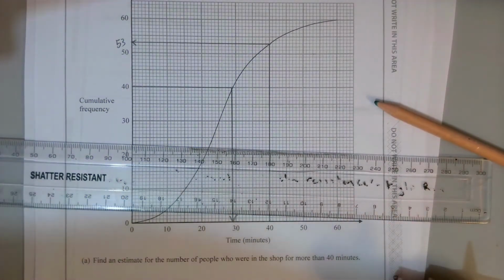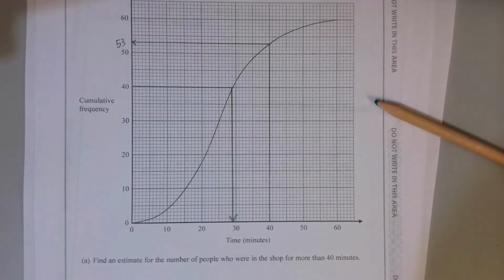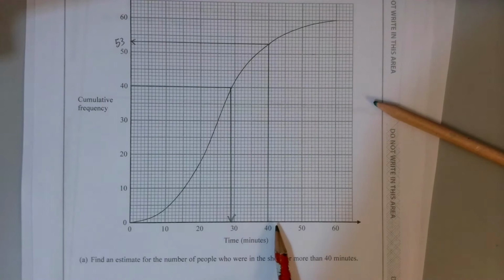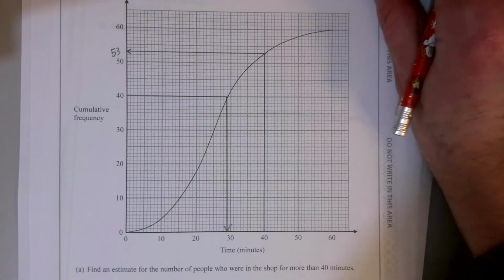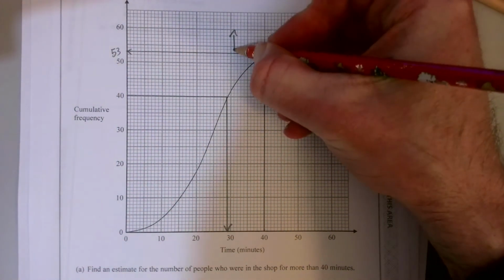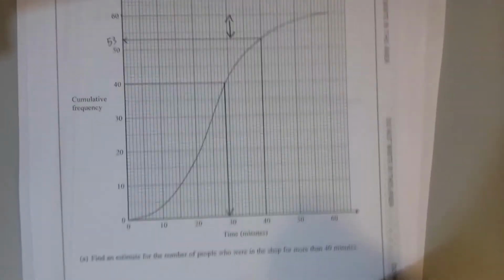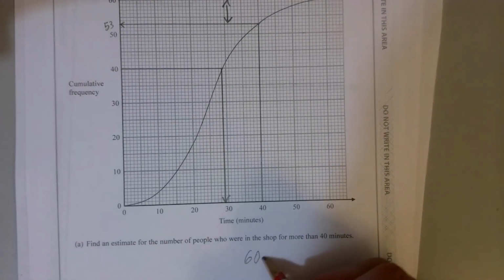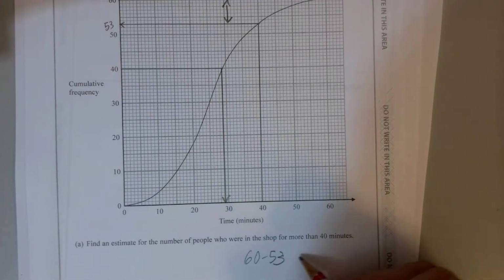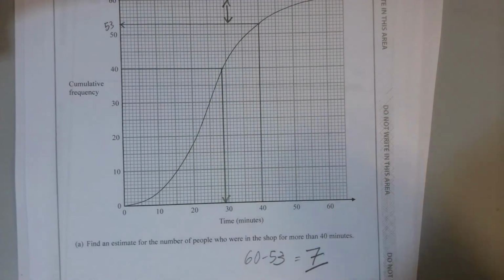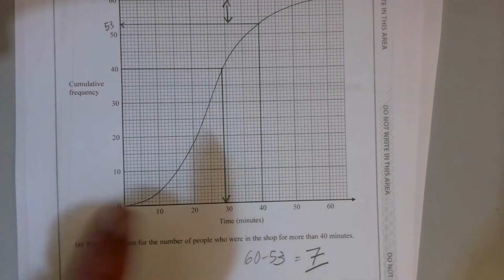53 at that point, but the number of people in the shop for more than 40 minutes are actually just these people, and 60 take 53 is 7 people. Very easy. If you put 53 down, you can have 1 mark, as long as you showed where you read it off.